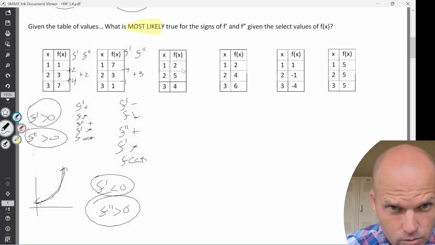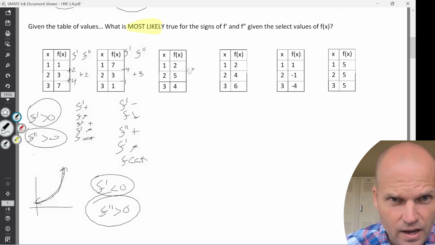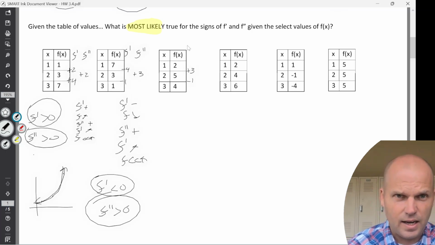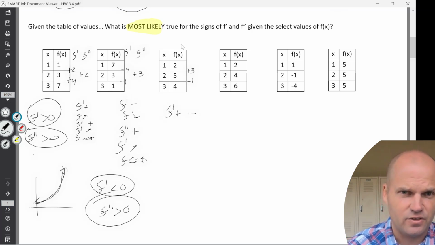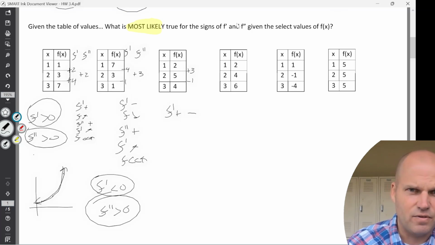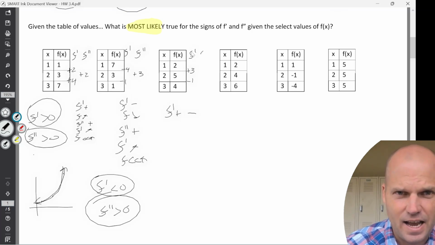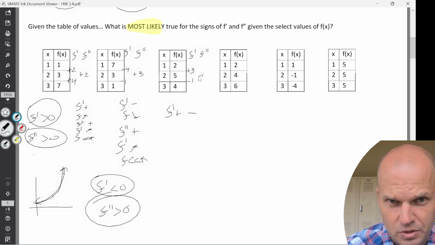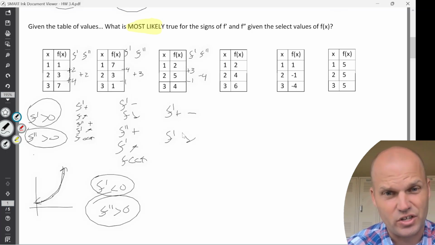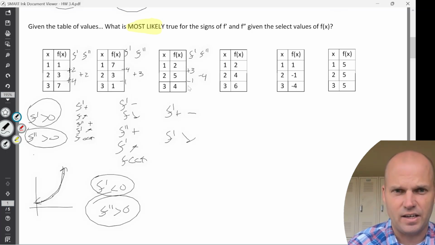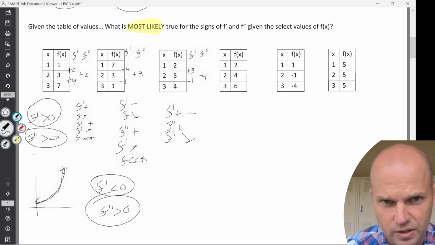2 to 5 to 4. F prime is going to change signs. It's going to go from positives to negatives. So I can't say it's positive the entire time. I can say that the slopes of my slopes are going to be negative. I can say that F prime is decreasing from +3 to -1. So my second derivative is negative.